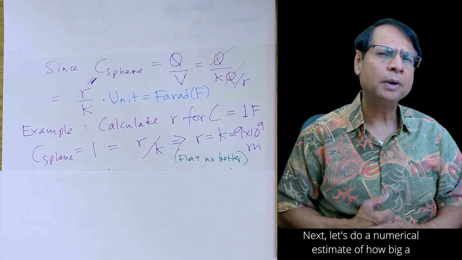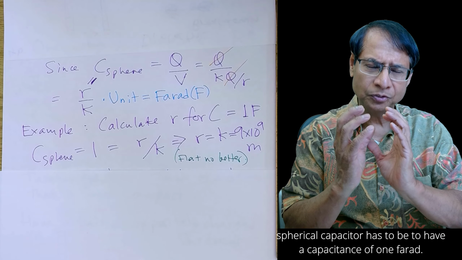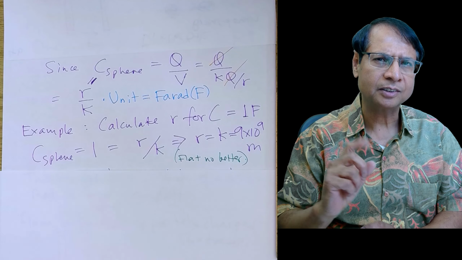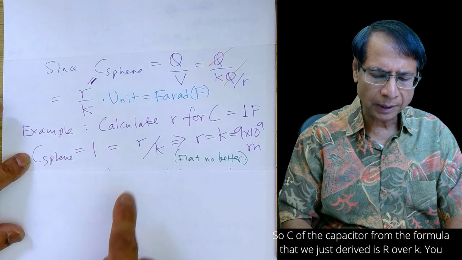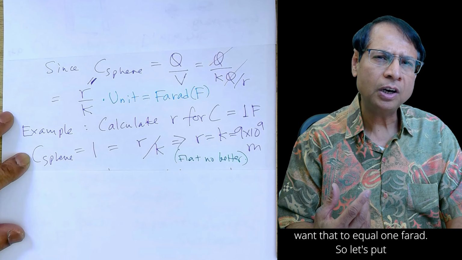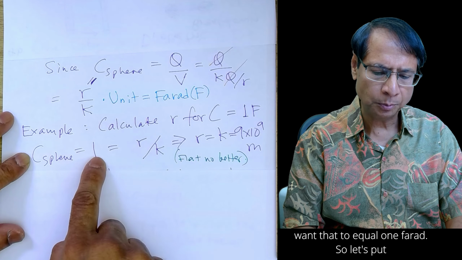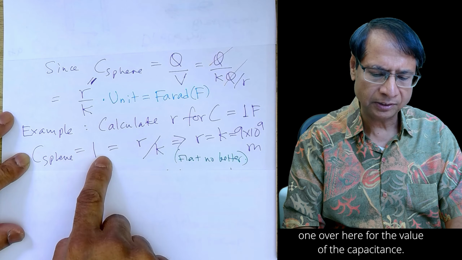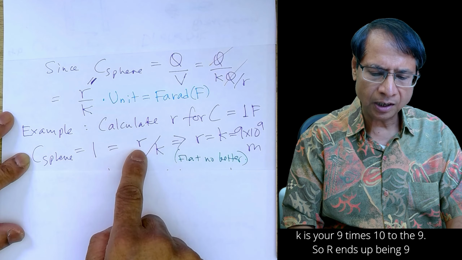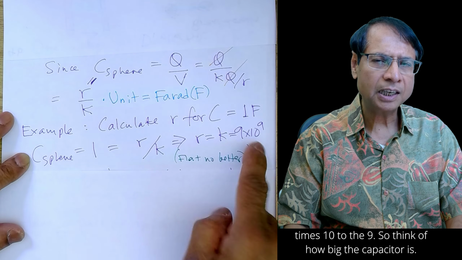Next, let's do a numerical estimate of how big a spherical capacitor has to be to have a capacitance of 1 farad. So C of the capacitor from the formula that we just derived is R over K. You want that to equal 1 farad. So let's put 1 over here for the value of the capacitance. K is your 9 times 10 to the 9. So R ends up being 9 times 10 to the 9.